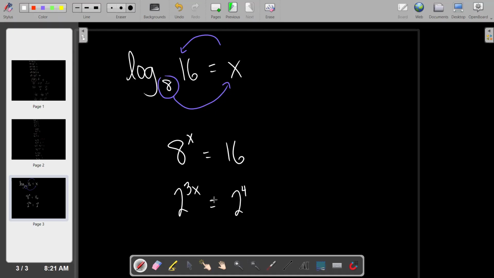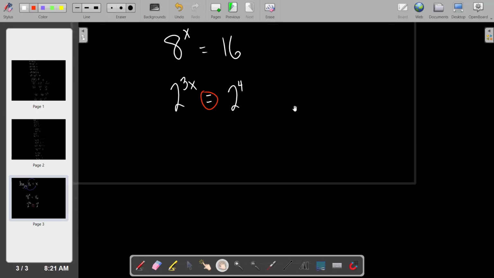And it is a fact. If you're still with me, this is not even math. This is common sense. If I have 2 to some power, and I have another 2 to some other power, and then I tell you, you ready for this, that they're equal, what has to be true about the powers? What's the only way for this to be true? They got to be the same. So you're telling me that whatever 3x is has to equal 4? Yes.